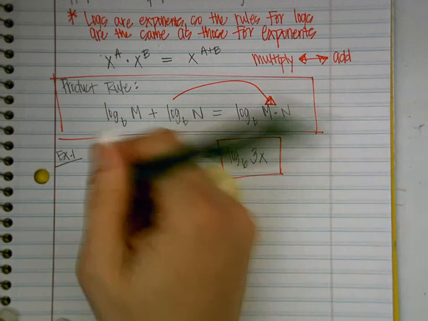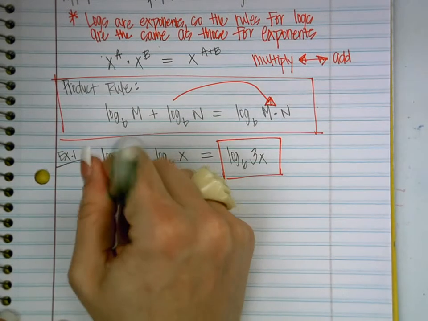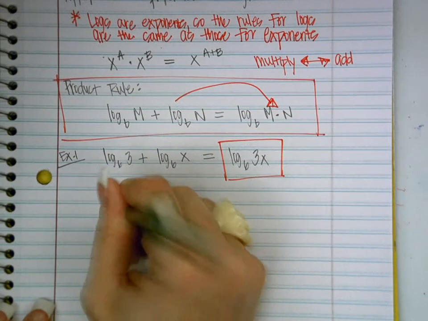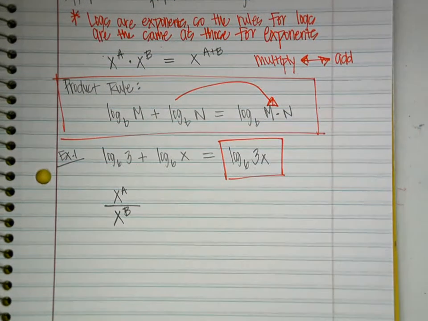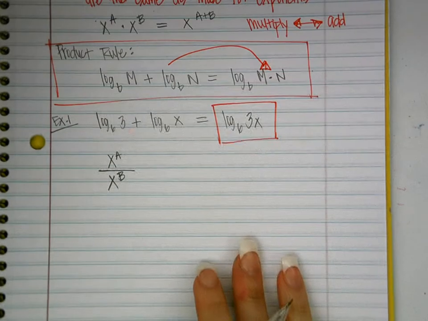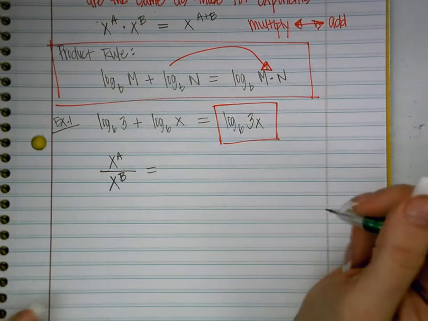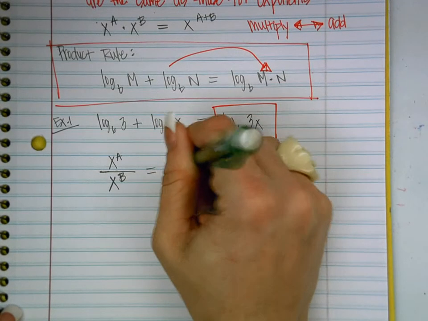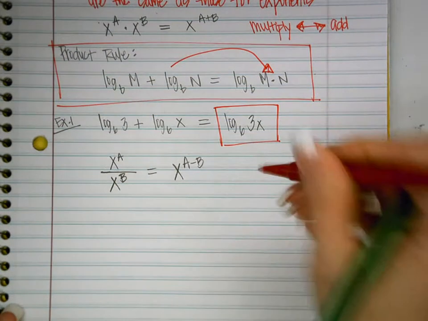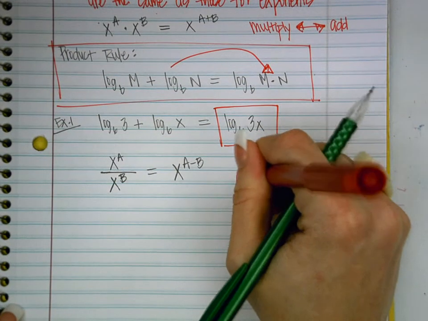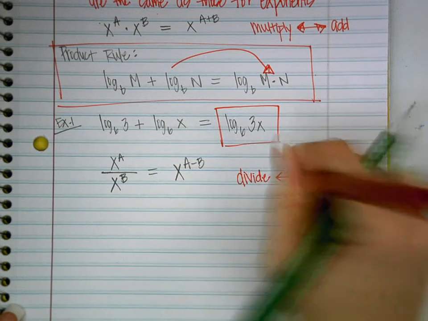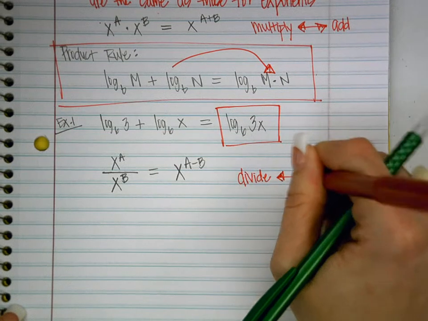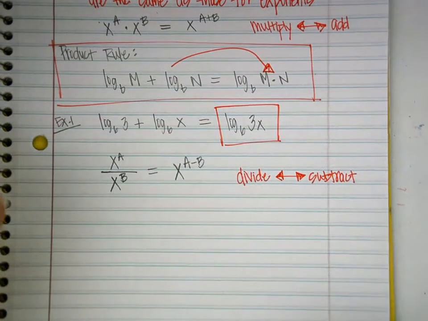Next one I want you to kind of remember is what happened if we had x to the a divided by x to the b. What happened if I had x to the a divided by x to the b? What would you do with those exponents? You'd subtract them. So this would become x to the a minus b. So remember when we were dealing with exponents, that divide went together with subtract. So division and subtraction kind of go together. Those are linked together.